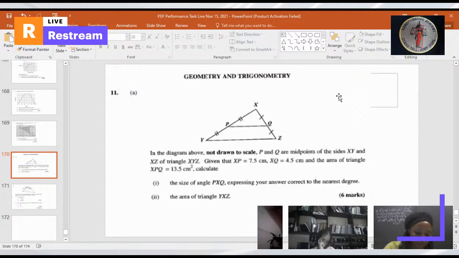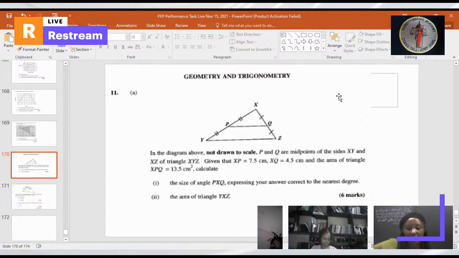Geometry and trigonometry. Do you realize that that's two triangles, one over the other? Yes, we have a bigger one at the bottom and a smaller one above it.